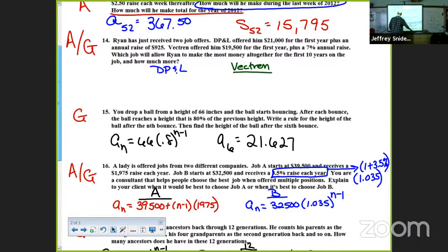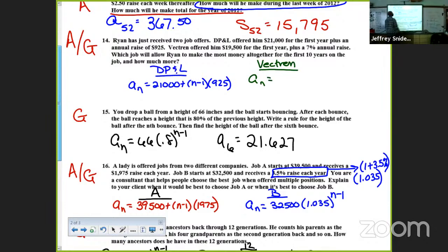Okay. Let's start with DP&L. 21,000 first year plus annual raise of 925. So for the DP&L, the amount of money made in any year is going to be 21,000 plus n minus 1 times 925. And then Vectrin over here, it's going to be starting out at 19.5, and it's 7% annual raise. So that means it's going to be times 1.07 to the n minus 1.